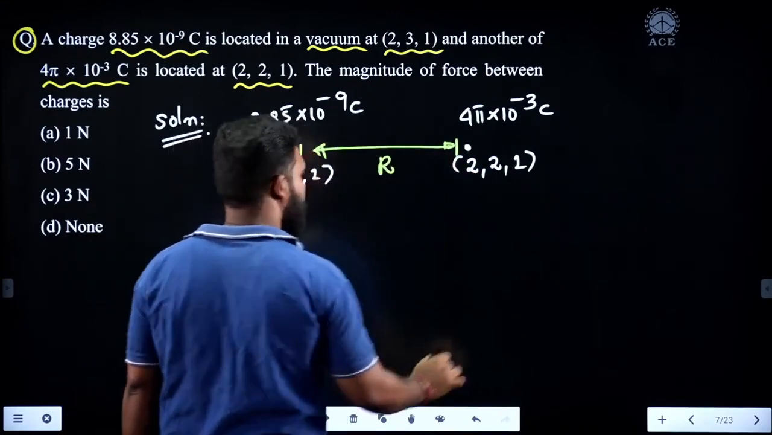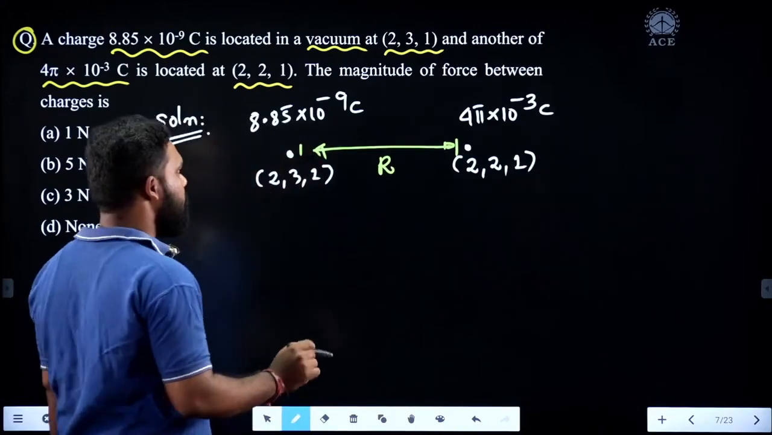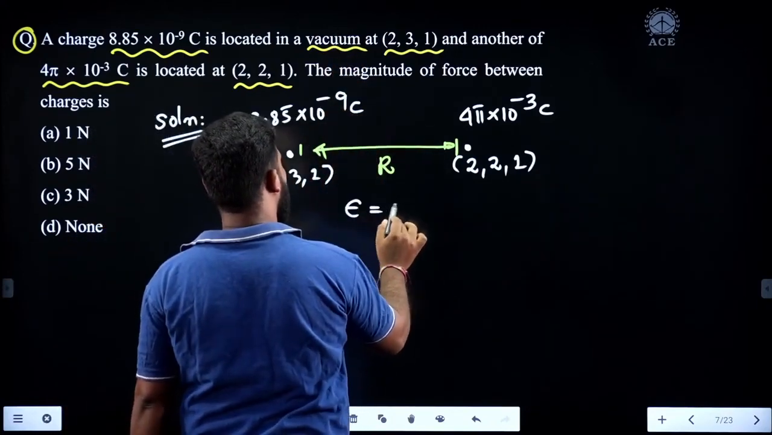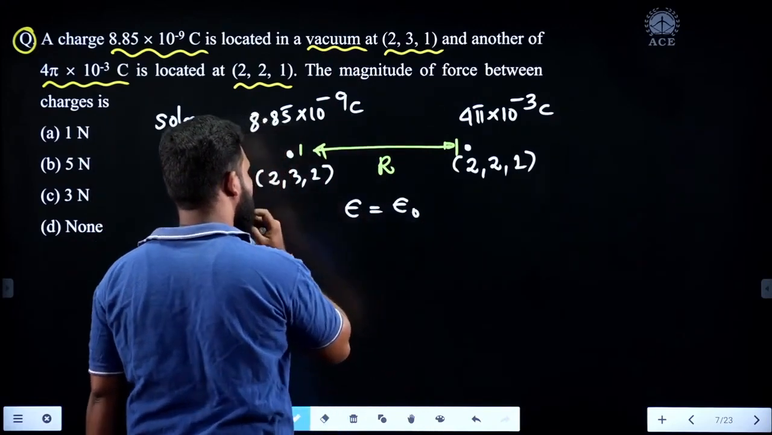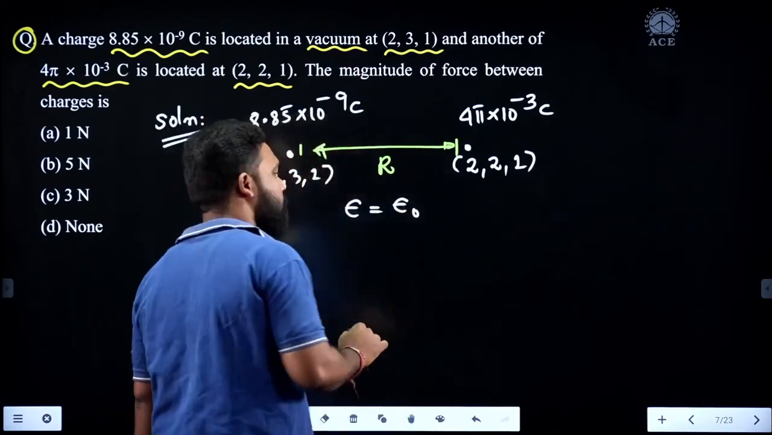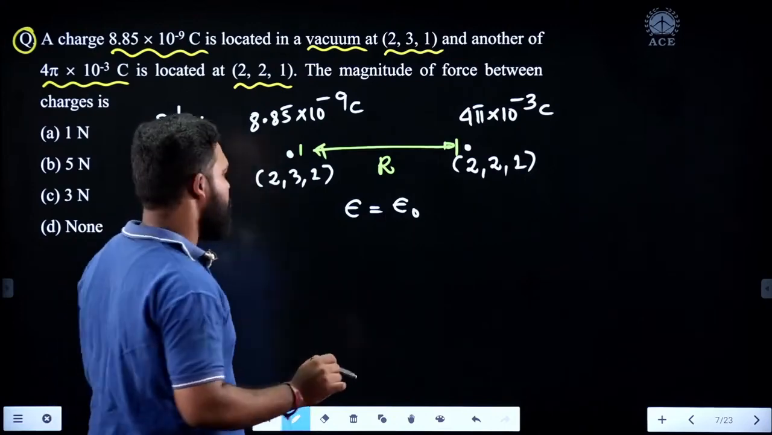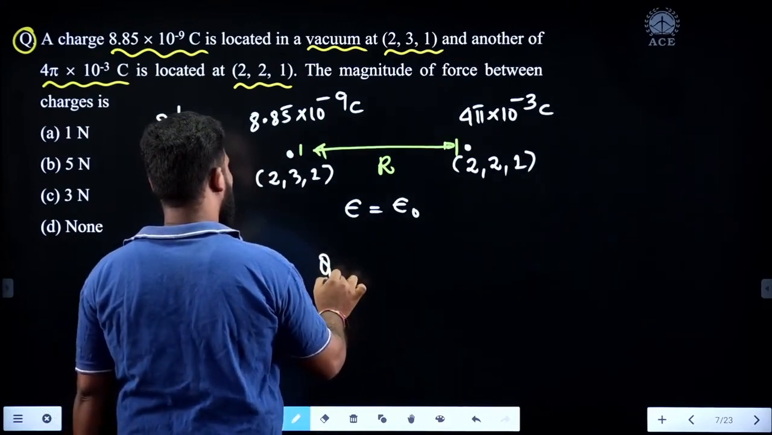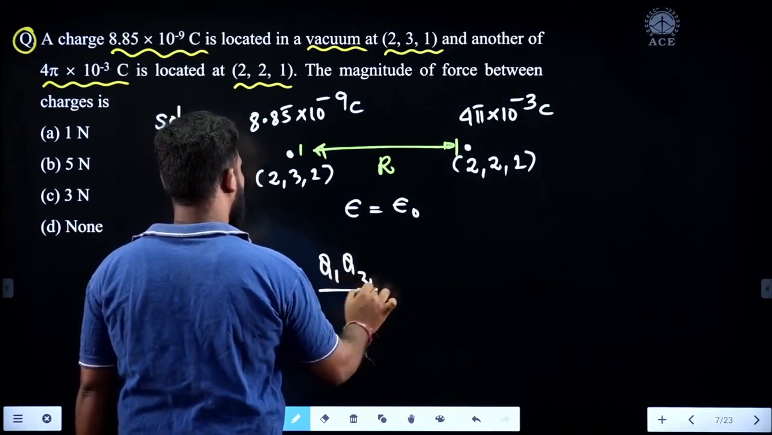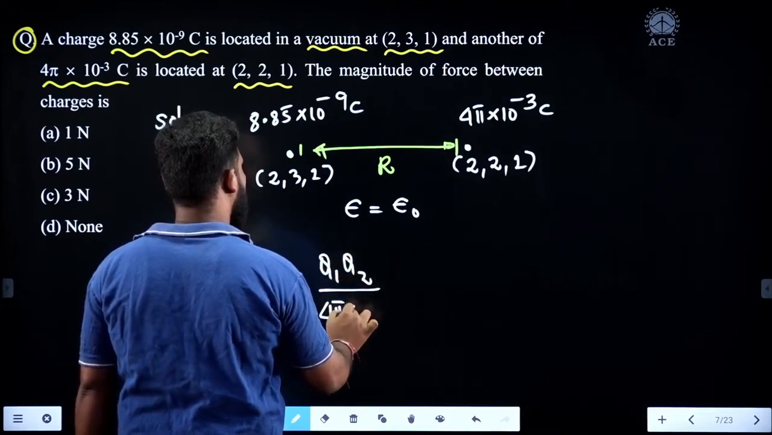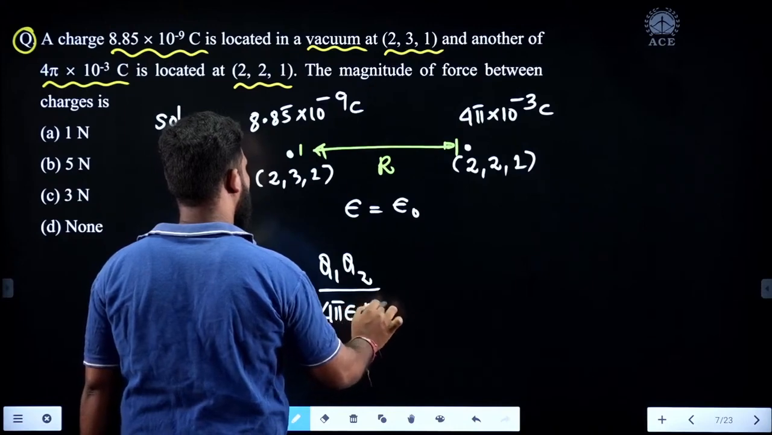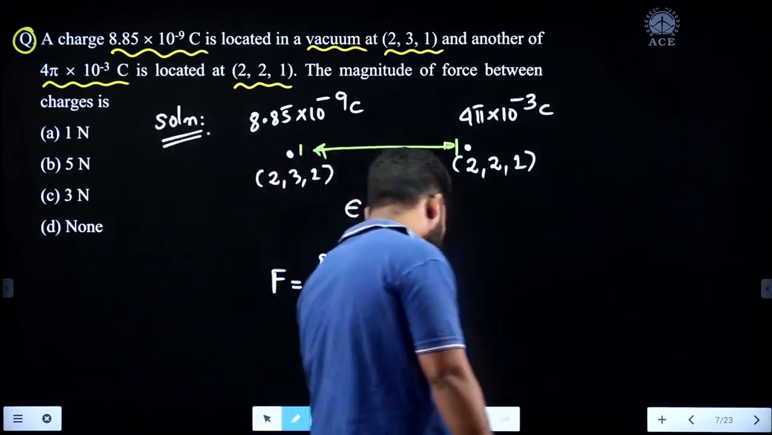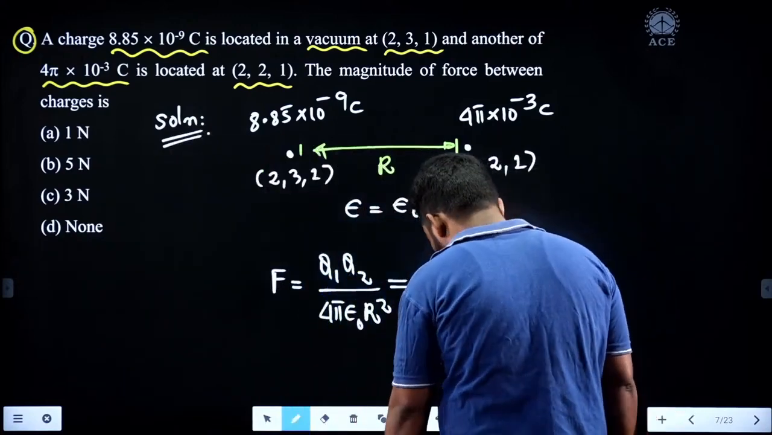Clear? So what is the force expression I have given from Coulomb's law? And he said vacuum. Yes. So for the vacuum you have to consider epsilon equal to epsilon naught, whose value is 8.854 into 10 to the power of minus 12. Fine. So what is the force between the two charges? It is equal to Q1 into Q2 divided by 4 pi epsilon naught into r square. Correct? Someone answered. Very good.